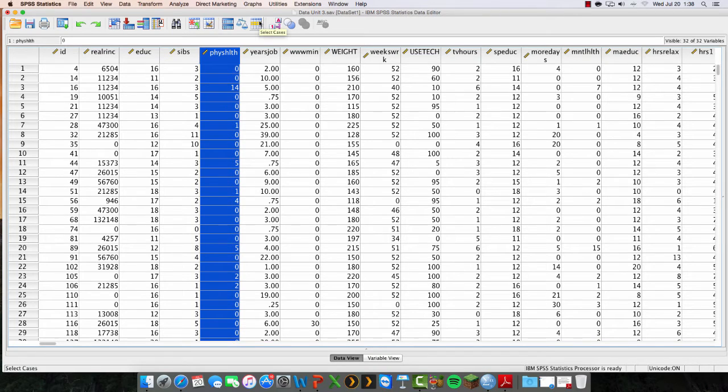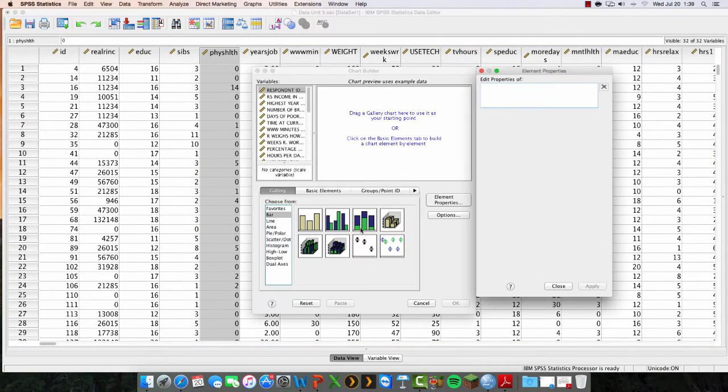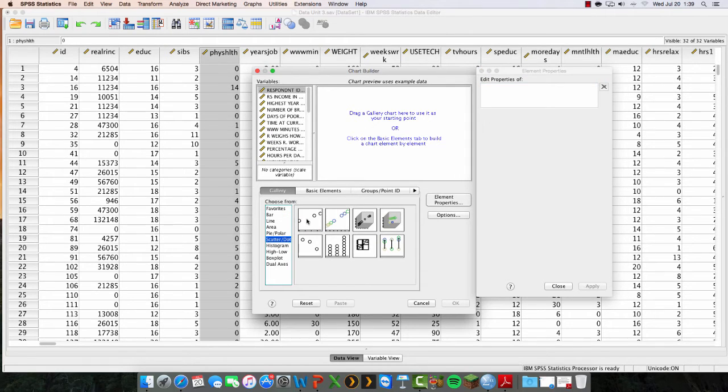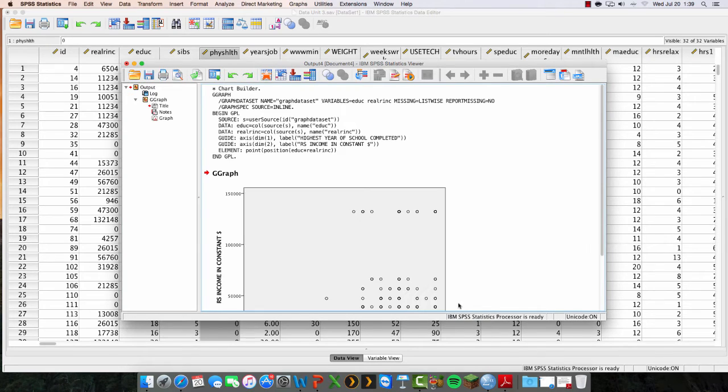If you'll remember from last time, we make the scatter plot by going to Graphs, using Chart Builder, choosing Scatter or Dot, the simple one, and then dragging real income in dollars and educ into those boxes and hitting OK. And we get our scatter plot.